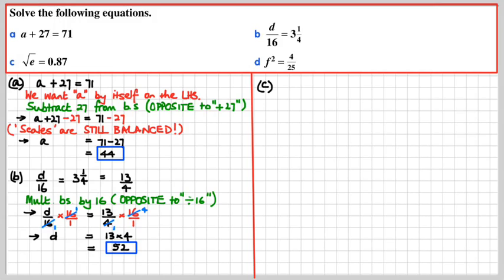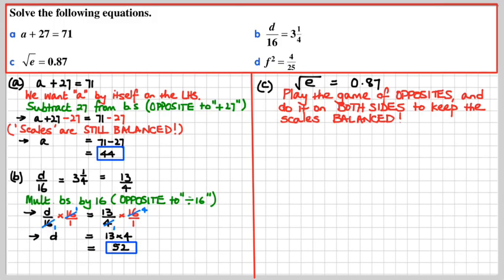Another one down. Okay, let's conquer number C now. This time we've got a square root one. So we're saying that the square root of e is equal to 0.87. Well, ladies and gentlemen, what is the opposite of taking the square root? Well, we play the game of opposites and we do it on both sides to keep both sides balanced, as we know, so we square both sides. So therefore we take the square root of e squared is equal to 0.87 squared.